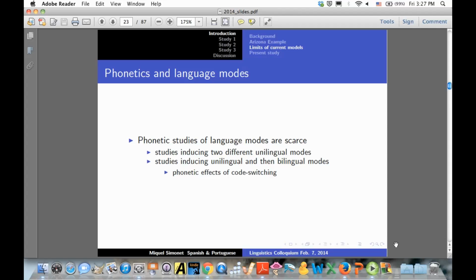They are studies that induce bilinguals into two different unilingual modes. So come to the lab, everything will be done in Spanish today. Come to the lab 2 months later, everything will be done in English today. Now, what I'll be interested in is comparing unilingual to bilingual modes. So come to the lab and do Spanish today, and come to the lab sometime later and do the two languages at the same time. Okay? And this is what I'll be showing.